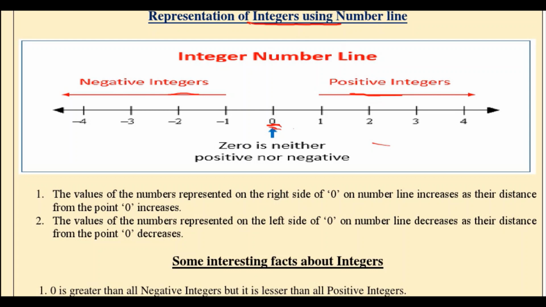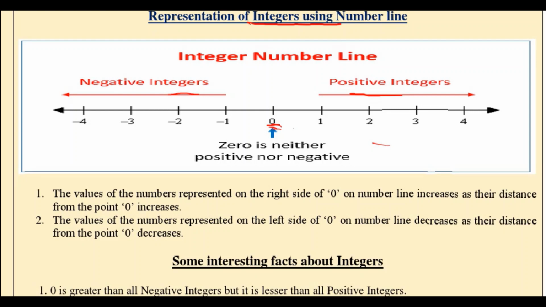So 1 is greater than 0, but 2 is greater than 1, then 3 is greater than 2, and 4 is greater than 3. Like this it keeps going on with other numbers, and as you all know, numbers are infinite, they don't end. So yeah, that is how the values of the numbers represented on the left side of the number line decrease as the distance from the point 0 increases.